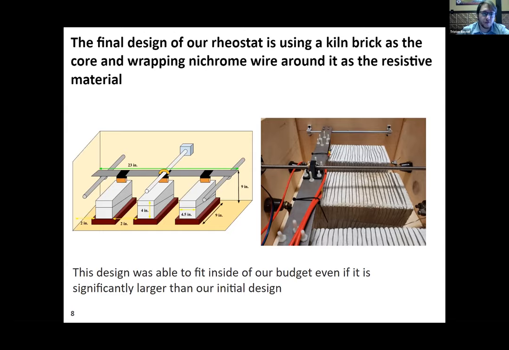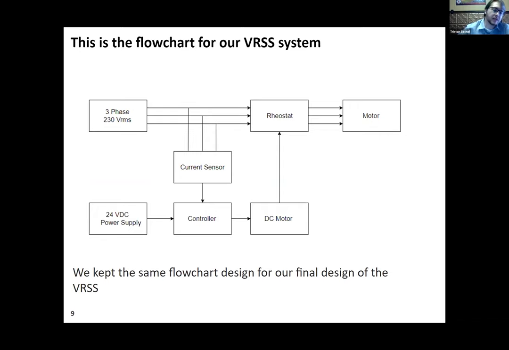And then looking at our flow chart on this next slide here, this was something we did early on in the year, and this remains true to today. As Andy mentioned before, we're getting 230 volts RMS, three phase, and then a current sensor is going to read the current going into the rheostat and tell the controller the current. The 24 volt DC power supply is powering both the controller and the DC motor. So the controller looks at the current sensor and tells the DC motor how to speed up or slow down, and the DC motor controls where the wiper position is going to be, and then the rheostat will control how the motor is going to function. And now Taylor will go more over the current sensor and the controller.